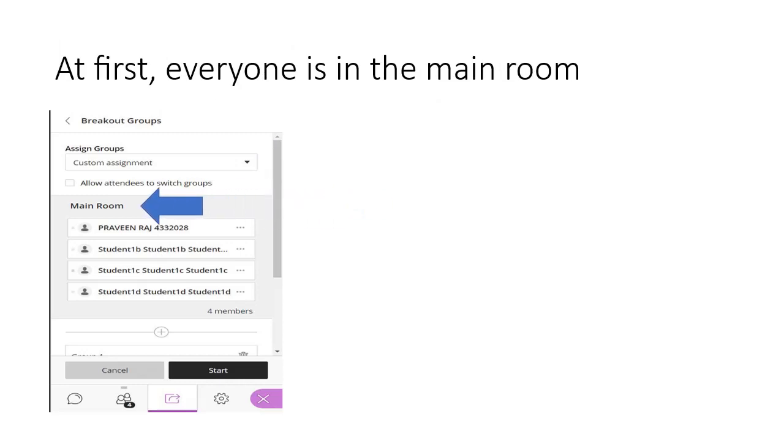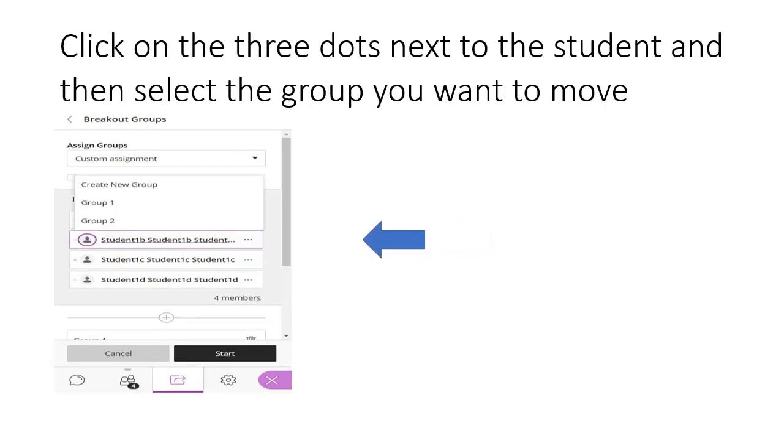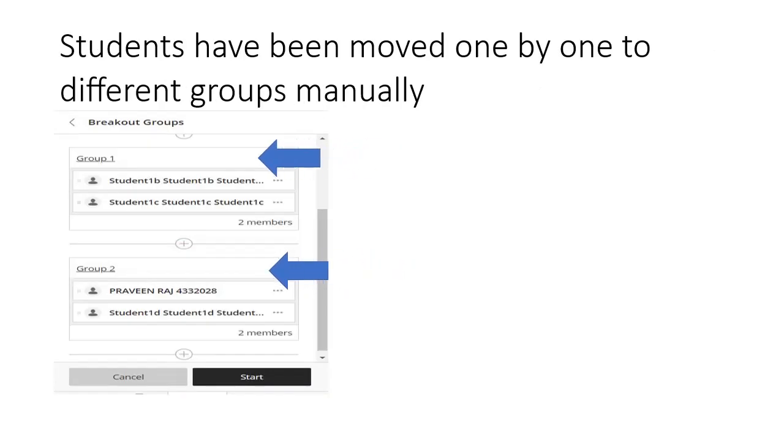Clicking custom assignment brings you the list of all the students, including the teacher. At first, everyone is in the main room. Select the three dots to move a student to a group where you want him to move. In this method, you can move the students one by one to different groups manually.